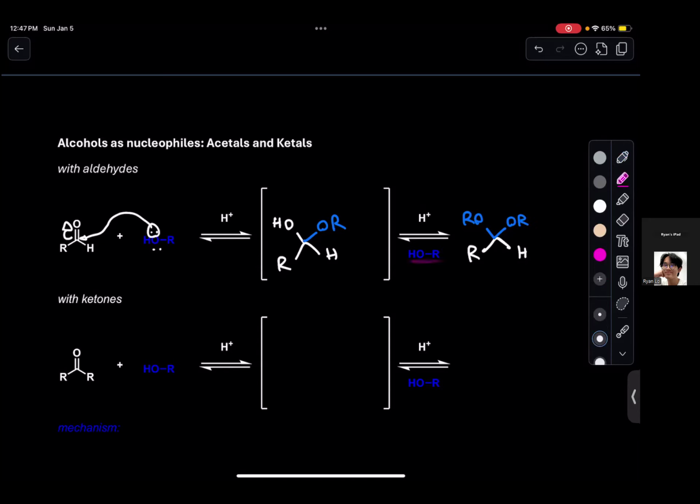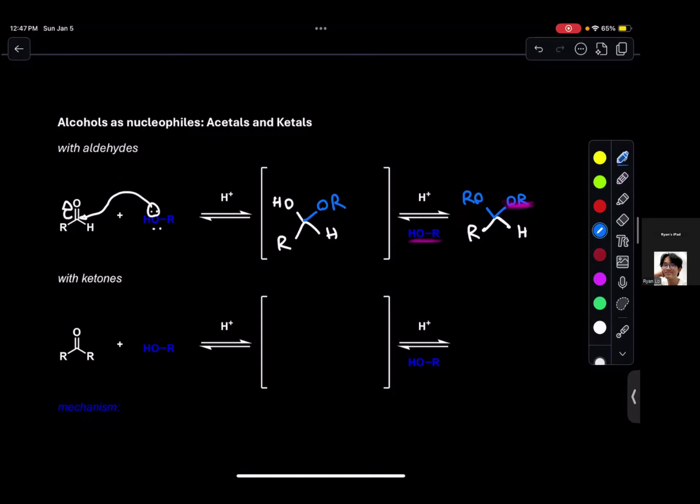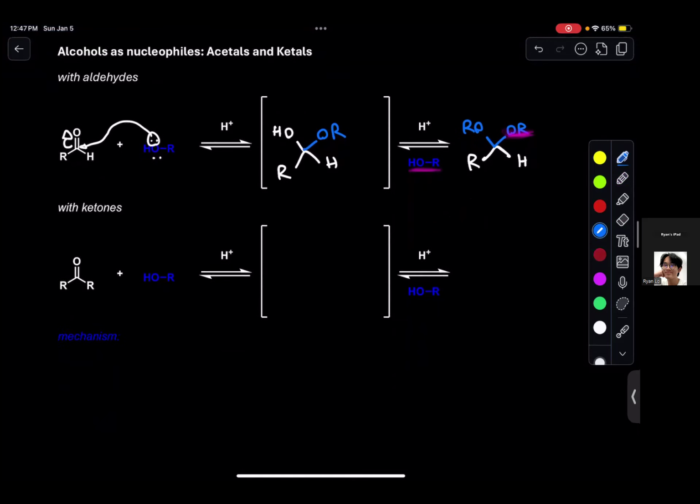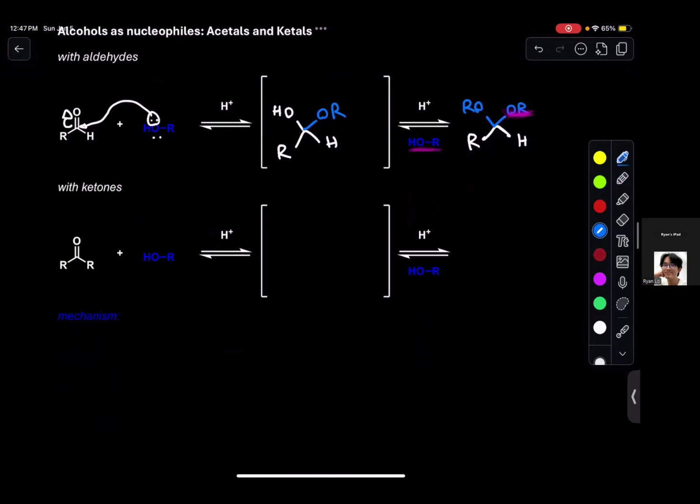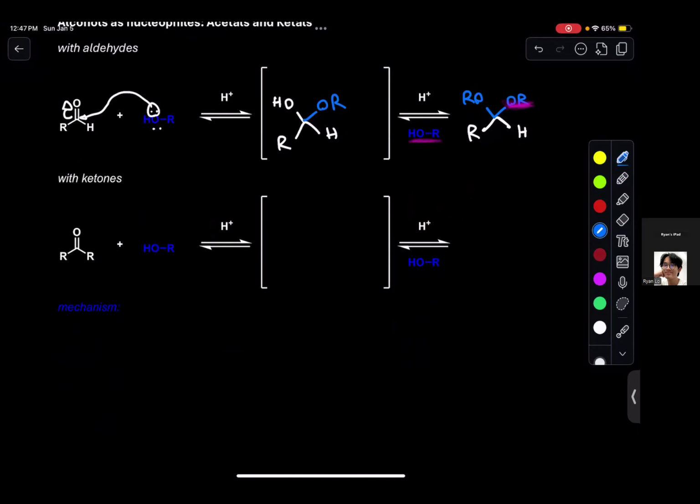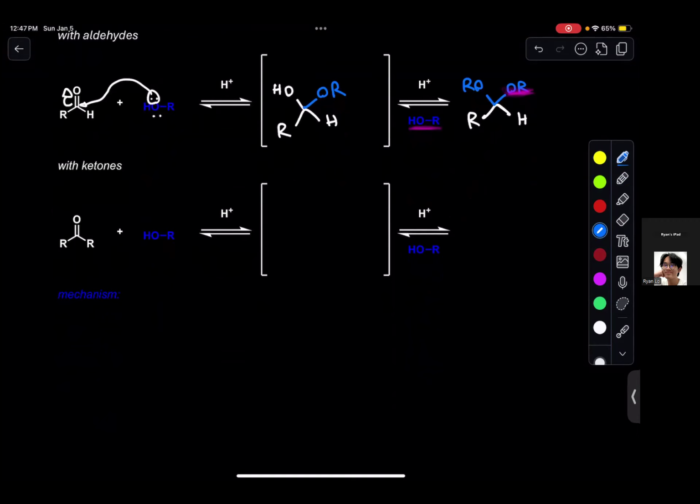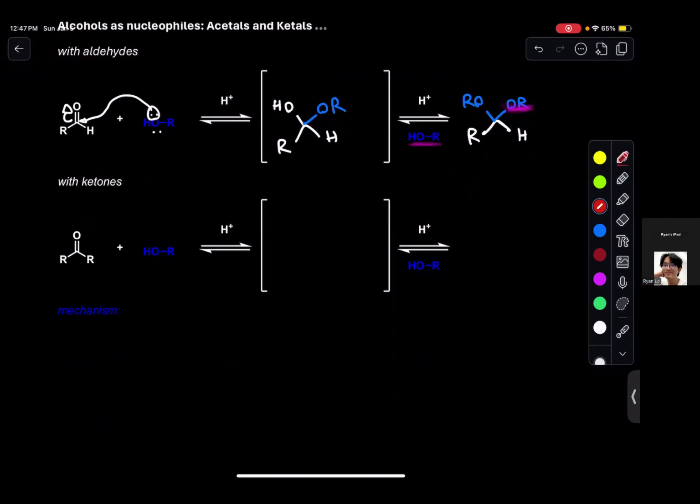I'll highlight this in pink. This guy right here is this guy right here. And with ketones over here, you can also form hemiketals. They're like acetals, but they start off with ketones right here. So sorry, I mean it's hemiketal. So this is a hemiketal.